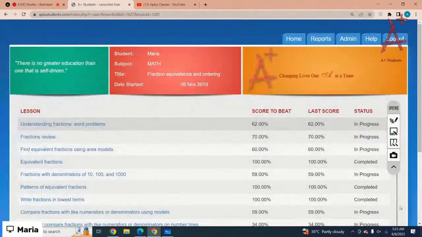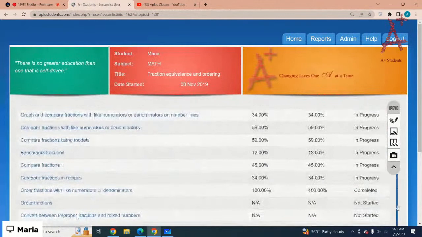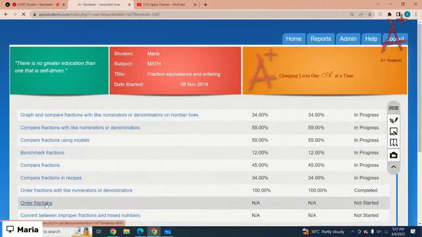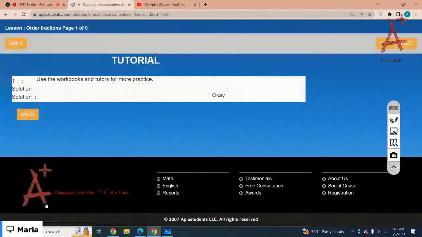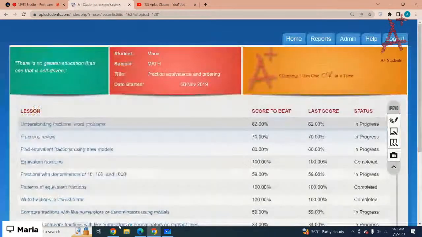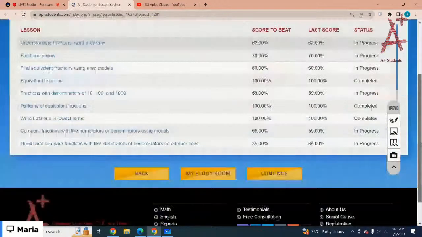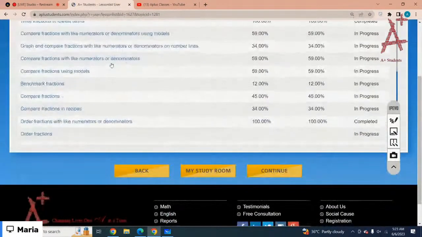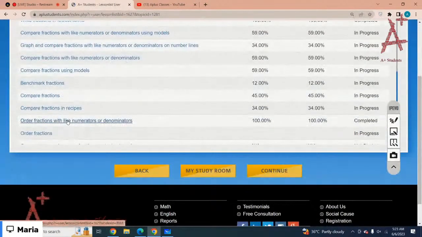Okay, the next lesson is order fractions. Use the workbook and tutors for more practice, as you don't have practice questions here for this lesson. Let's just move on. The next one, that would be order fractions. Okay, now we're done with this one.